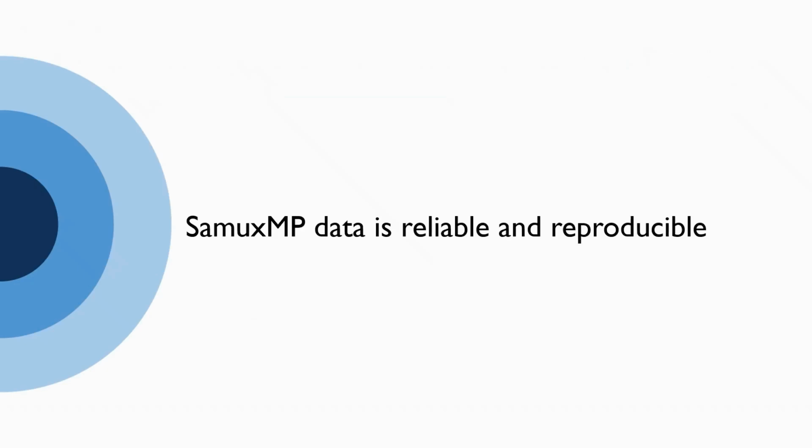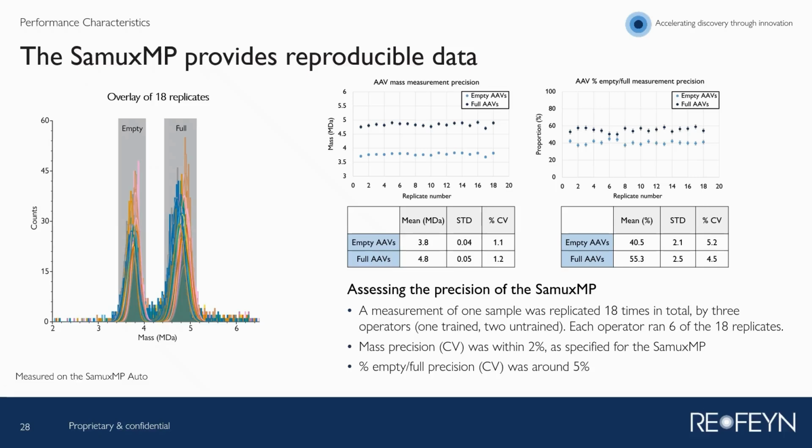Let's look at the reliability and reproducibility of the measurements from mass photometer. For this, we took a sample and replicated it 18 times over three different operators. Then the mass and the empty full measurements from all of the replicates were calculated to obtain percentage CV, or coefficient of variation. As you can see from the table below, the coefficient of variation for all of the measurements and replicates was less than 5%, helping us conclude that SAMX is a reliable and reproducible tool for empty full analysis.